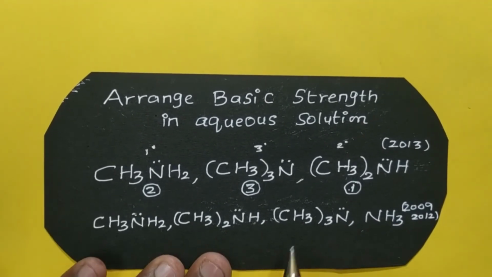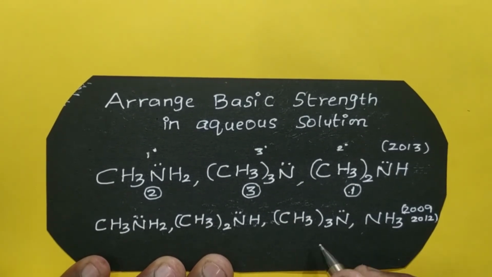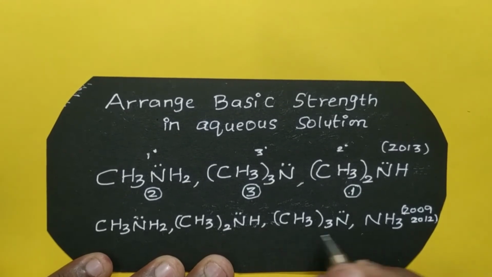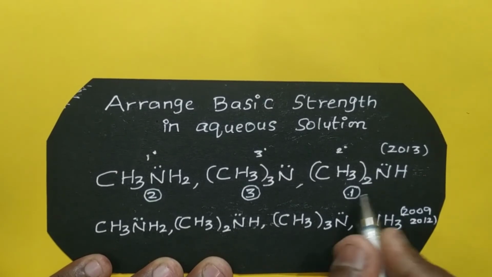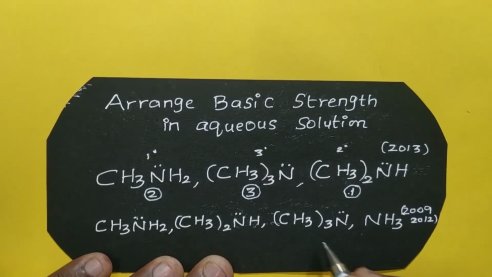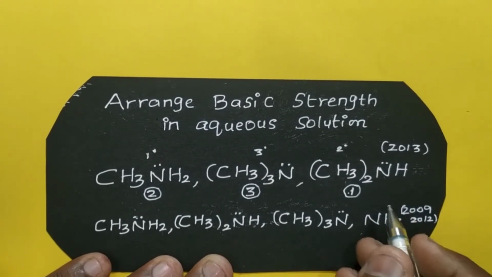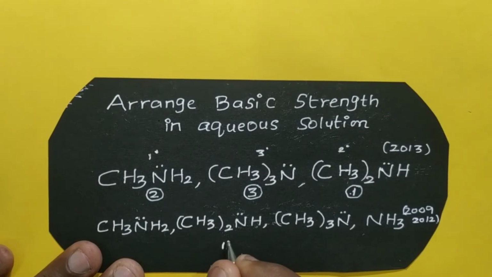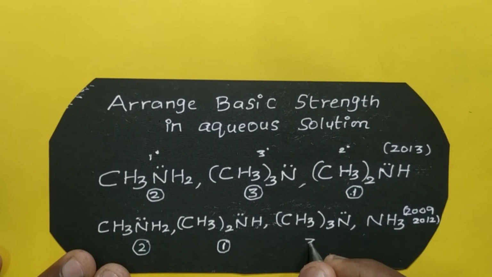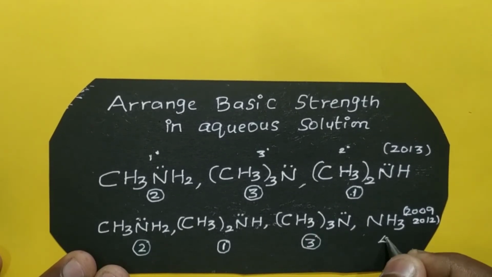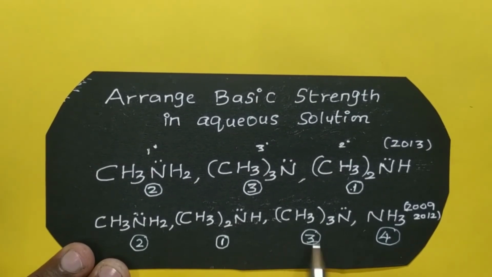But the thing is, they asked in aqueous solution. According to the plus I effect, it may be a very strong base. But in aqueous solution, because of the steric hindrance, it is not able to form a bond with water, so it does not donate very easily. So 2 degree will be first, 1 degree will be second, 3 degree will be third, and the fourth one will be ammonia. So this is more basic, then less basic, and least basic.